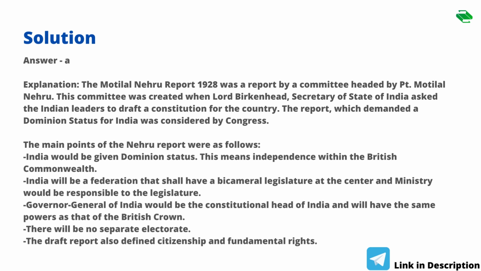The main points of the Nehru Report were as follows. India would be given dominion status. This means independence within the British Commonwealth. India will be a federation which shall have a bicameral legislature at the centre, and the ministry would be responsible to the legislature. The Governor-General of India would be the constitutional head of India and will have the same powers as that of the British Crown. There will be no separate electorate. The draft report also defined citizenship and fundamental rights.